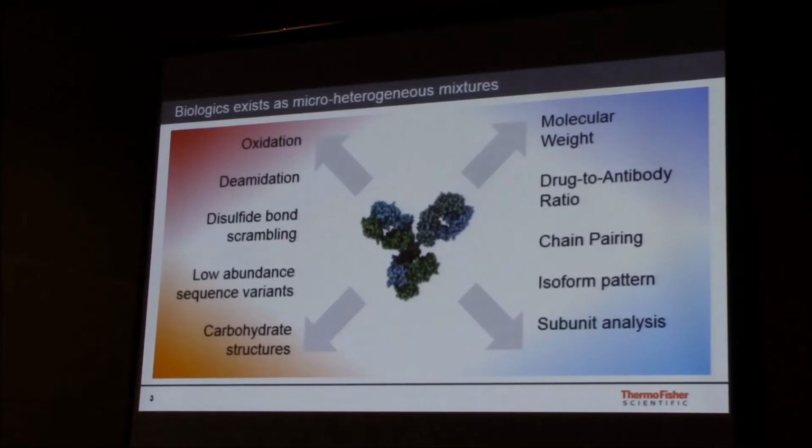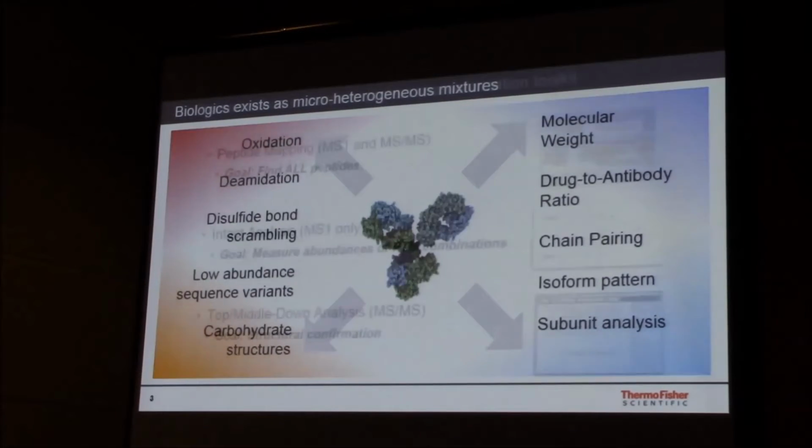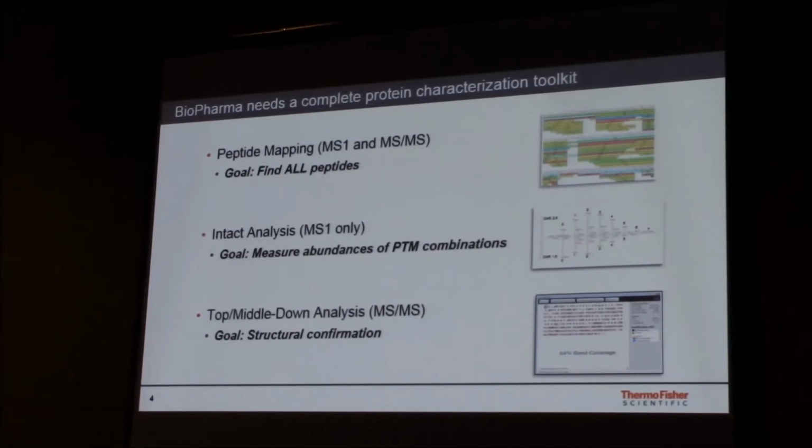So just to begin, first things first, biologics. That's antibodies, any of these drugs that we're making. These exist in these micro-heterogeneous mixtures with all of these various permutations. We talk about an antibody, but an antibody is not just one molecule. It's a micro-mixture of many molecules at once. So this is the challenge in characterizing. There's low abundance variance. There's differential forms. So the goal of characterizing really can't be had by a single approach.